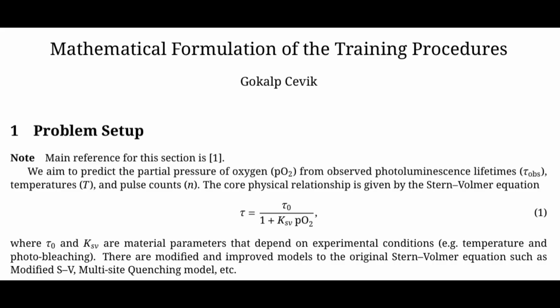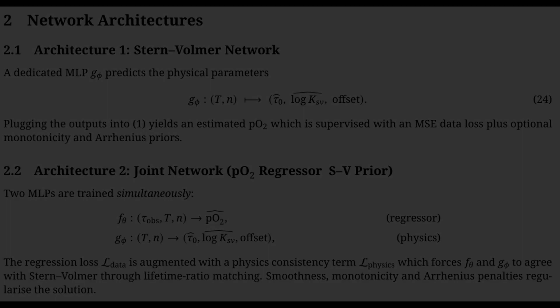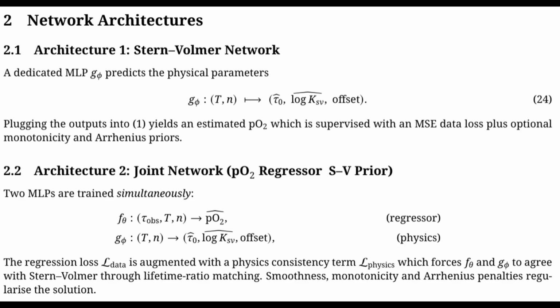My goal was to estimate transcutaneous partial pressure of oxygen from three inputs: the luminescence lifetime, temperature, and pulse count. I explored five architectures, but the three most relevant were Architecture 1, which was a physics-only model. Here, a network predicts tau 0 and log KSV using temperature and pulse count. These are plugged into the Stern-Volmer equation to compute PO2. It's interpretable and stable, but a bit limited in flexibility, and it starts to break down after a certain point of oxygen.